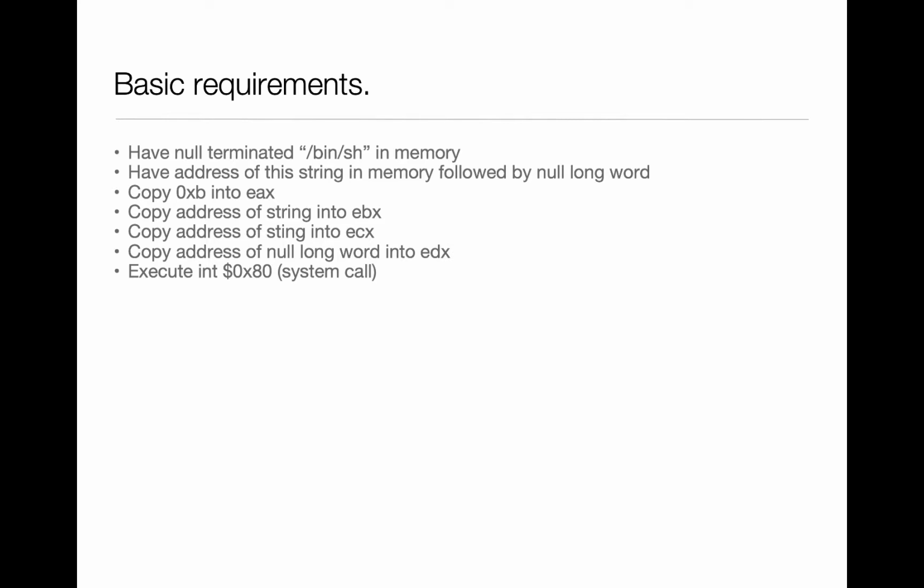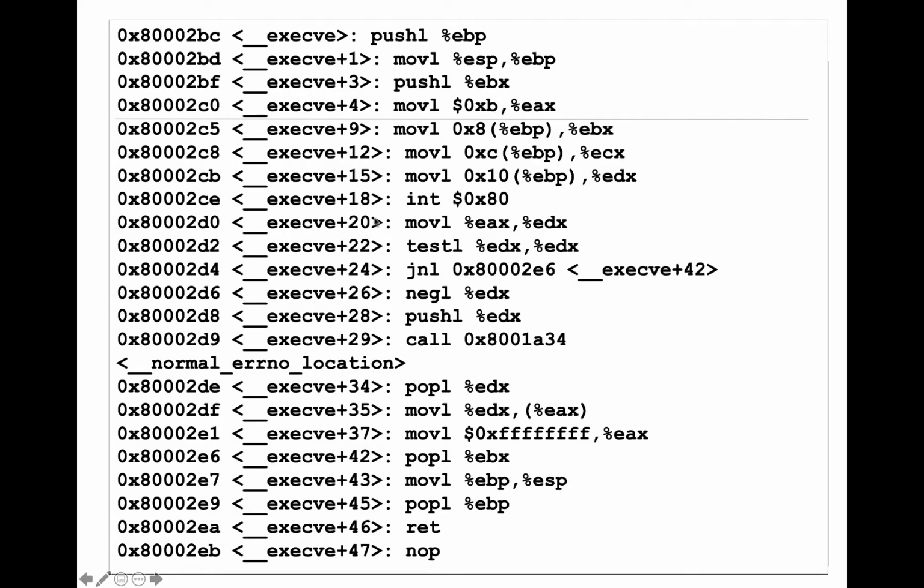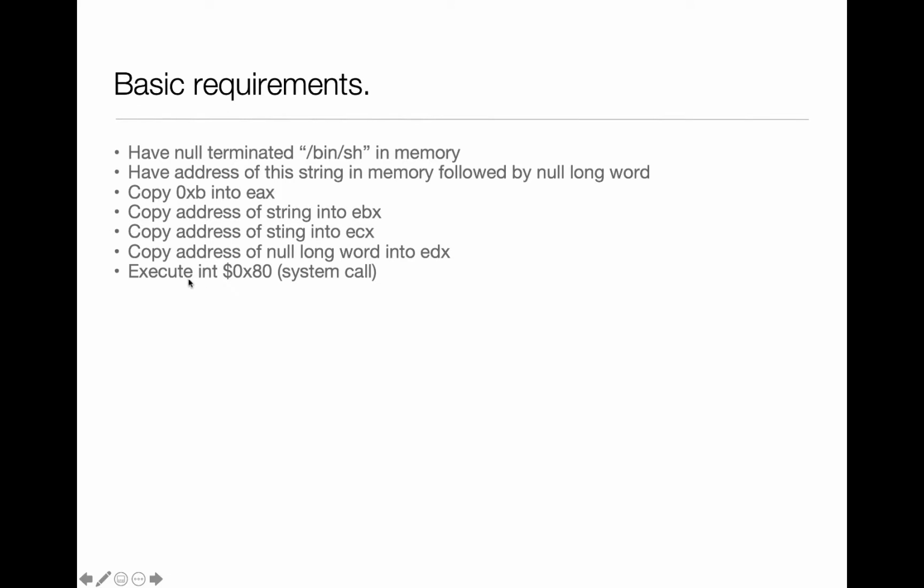There's a way you can do this by following these instructions, where you have the address of the string in memory followed by a null long word, and you copy 0xb into EAX, and then you copy the address of the string into EBX, followed by copying the address of the string into ECX, and you copy the address of the null long word into EDX. And this is all done in this sequence here. And then finally, you want to execute int 0x80, which is essentially executing a system call.